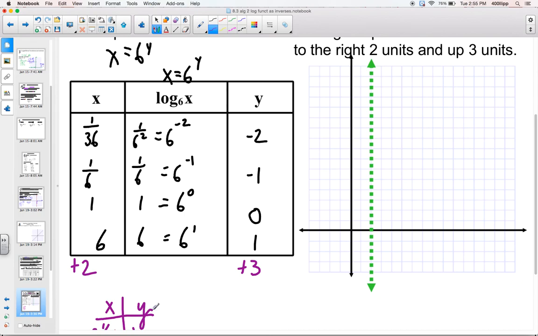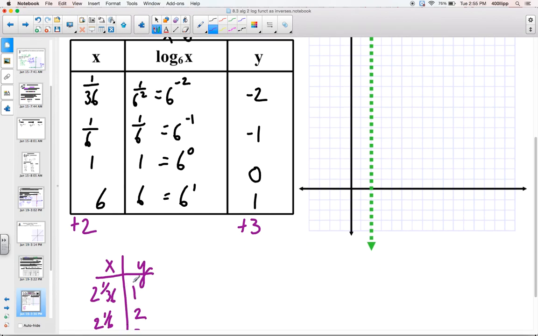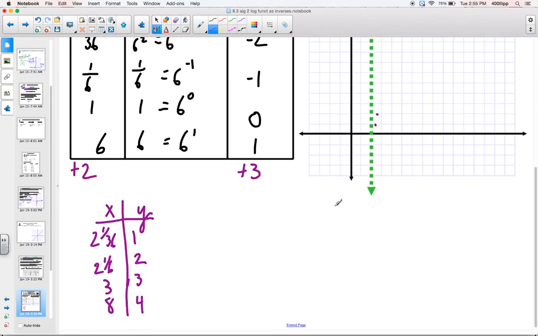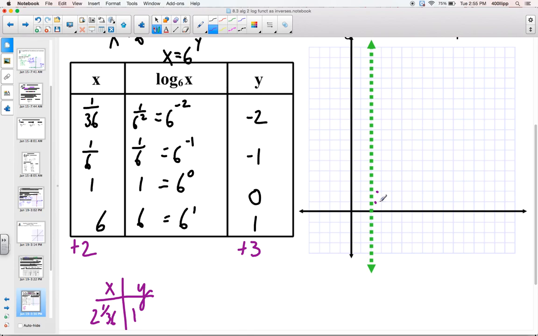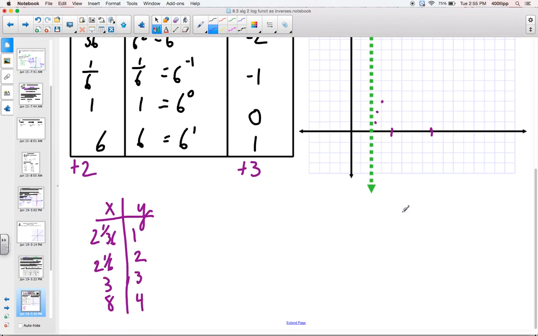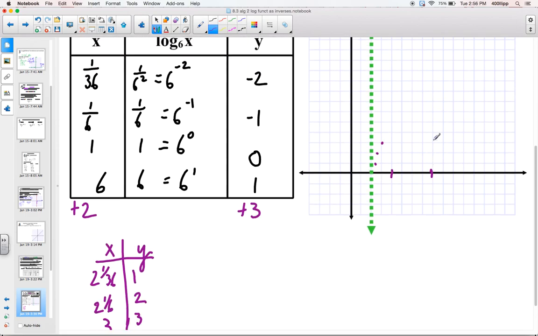So here are our points here: 2 and 1 over 36, 1. So we'll go 2 and 1/36, 1. That's right here. Okay. 2 and 1/6, 2. So 2 and 1/6, 2. Also close to our asymptote. We have the point 3, 3 and 8, 4. So 3, 3. So 3, 1, 2, 3, and 8, 4. Here's 4, 5, 6, 7, 8. If that's right. 8, and that was a 4. So 1, 2, 3, 4.